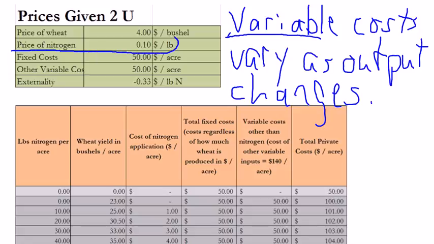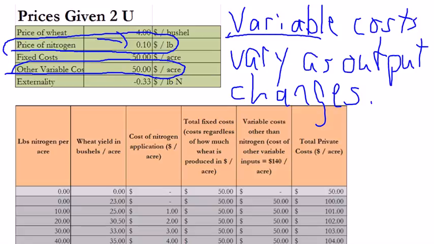And in our example, what we're looking at mainly is how nitrogen use affects yield. And so nitrogen's not free. And what I do there is I give you the price of nitrogen, and I tell you that it's 10 cents per pound of nitrogen that you apply. Now in this example, we're only looking at the input nitrogen, but of course we know that there are lots of other variable inputs besides fertilizer. Pesticides, seeds, tractor fuel, all that. And I'm grouping all of those into other variable costs of $50 per acre.